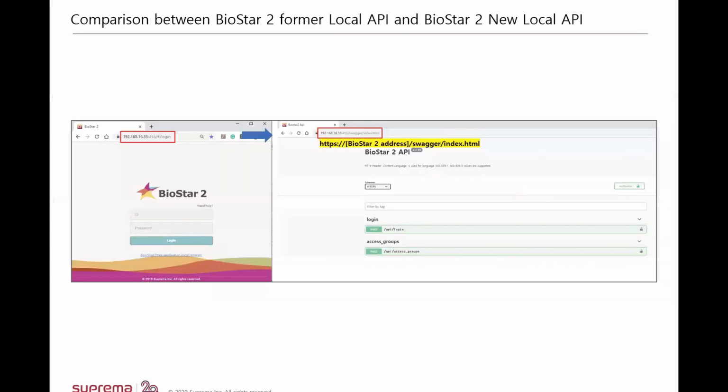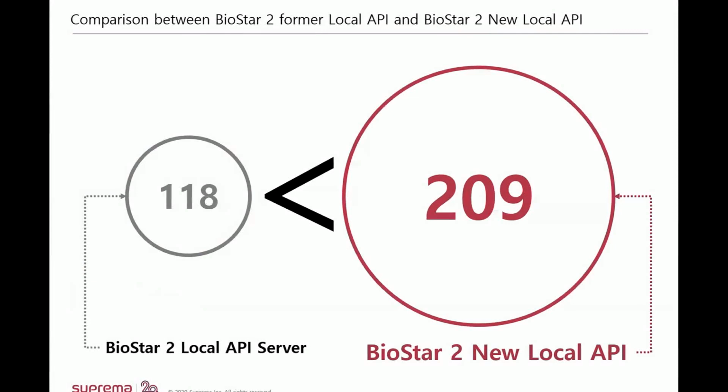But now, it is possible to access the Swagger UI of BioStar 2 new local API through swagger/index.html at the end of the BioStar 2 server address without installing additional software. The biggest difference between the BioStar 2 new local API and the previous API is that while only the limited functionality of AC was available previously, the newly released API will be able to use all the functions of AC of BioStar 2 server as an API eventually.